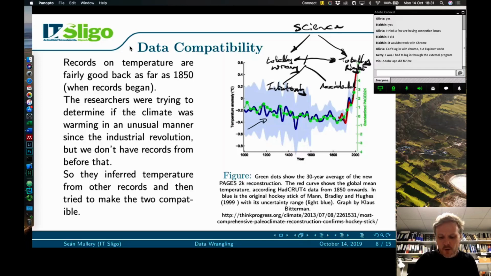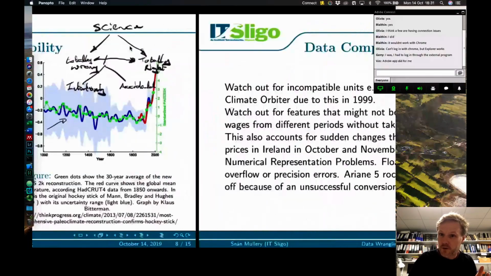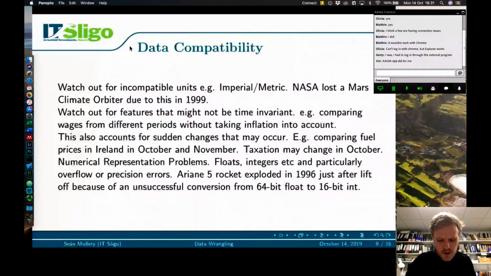Okay, so that's the idea of putting data together, and you have the same problem if you're trying to get data from different sorts of places. I think some of you even have a module called sensor fusion, where you're trying to put together different pieces of information and see how they are going to work together. So when it comes to this, you need to look out for the standard things that we're likely to get wrong. So incompatible units, for example, imperial versus metric.